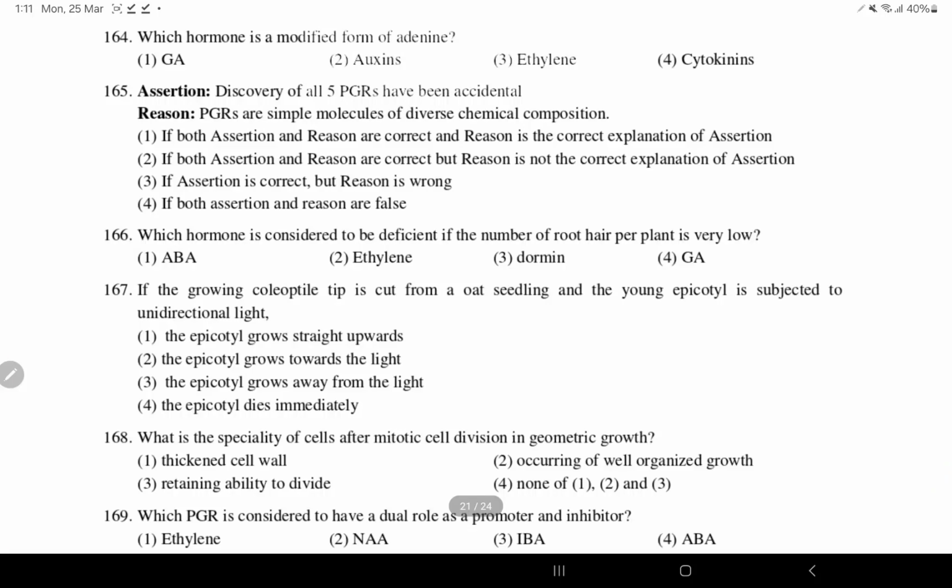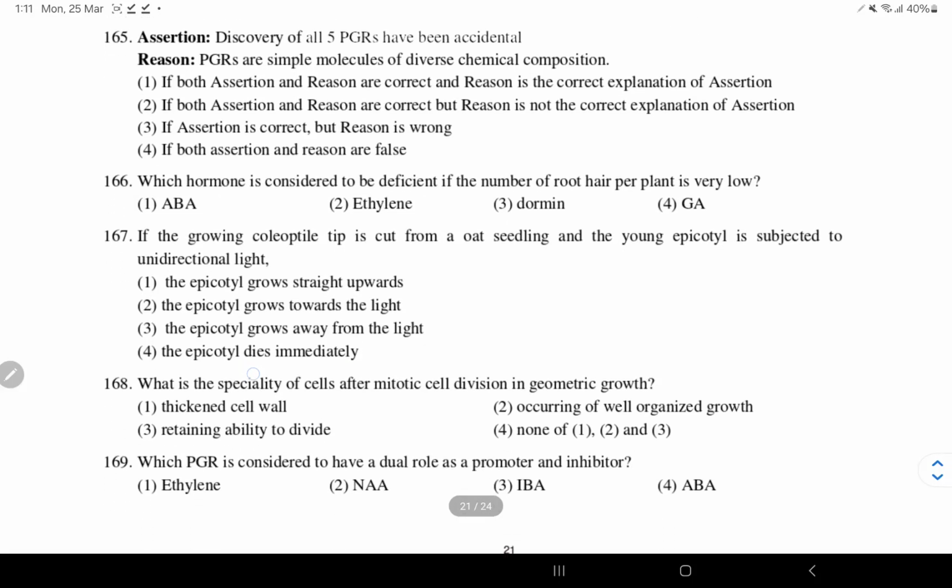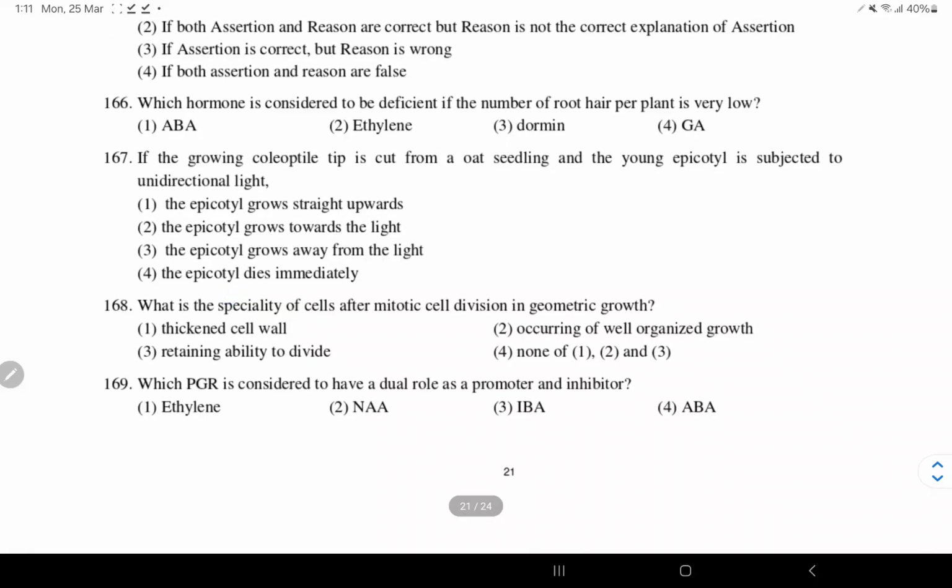PGRs are simple molecules with diverse chemical composition. Both are right, but both are not related. Option 2. Which hormone is considered to be deficient if the number of root hairs per plant is very low? Ethylene.